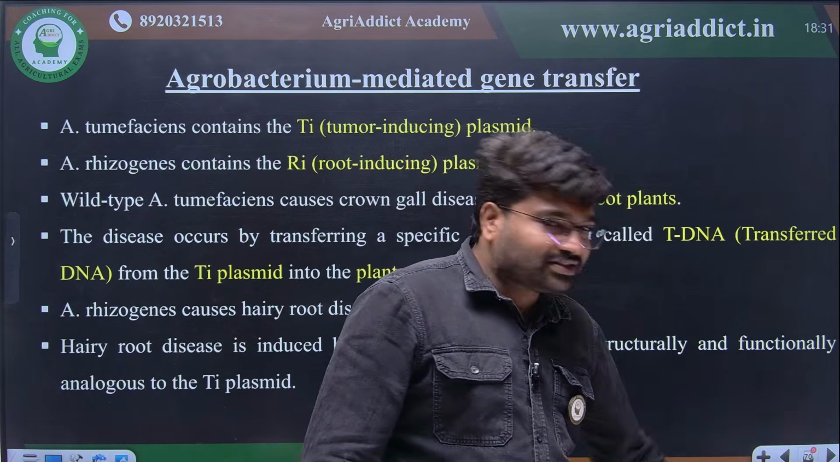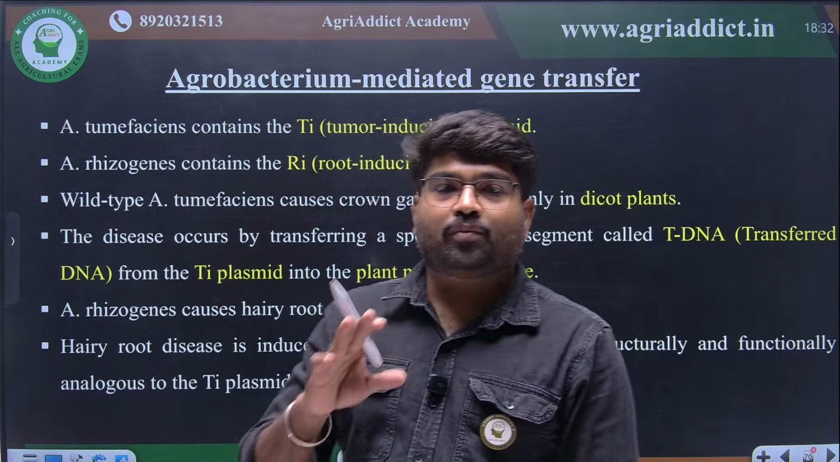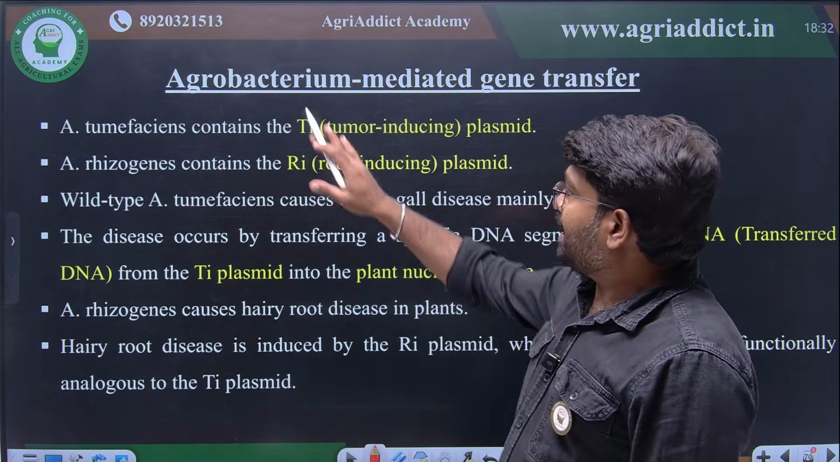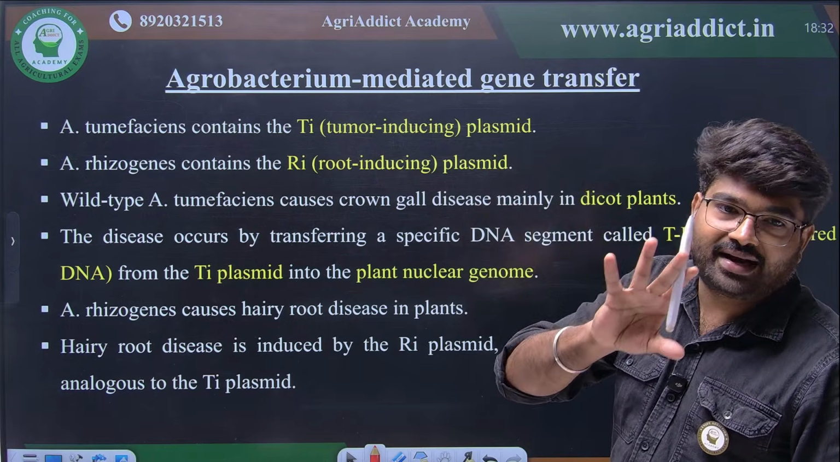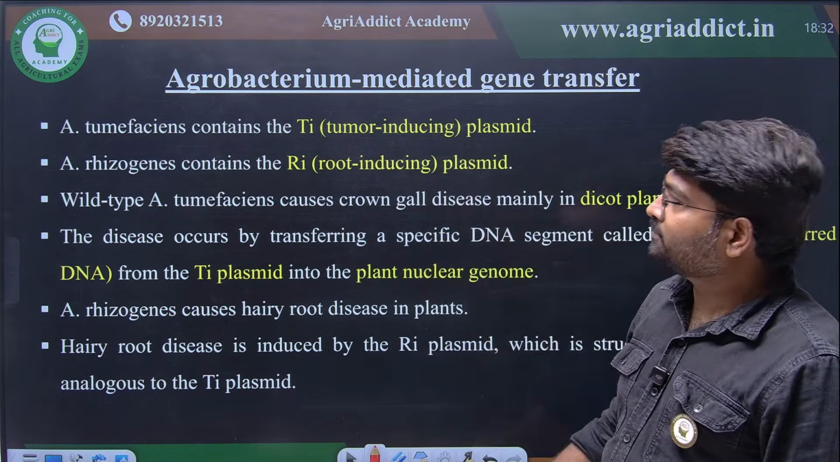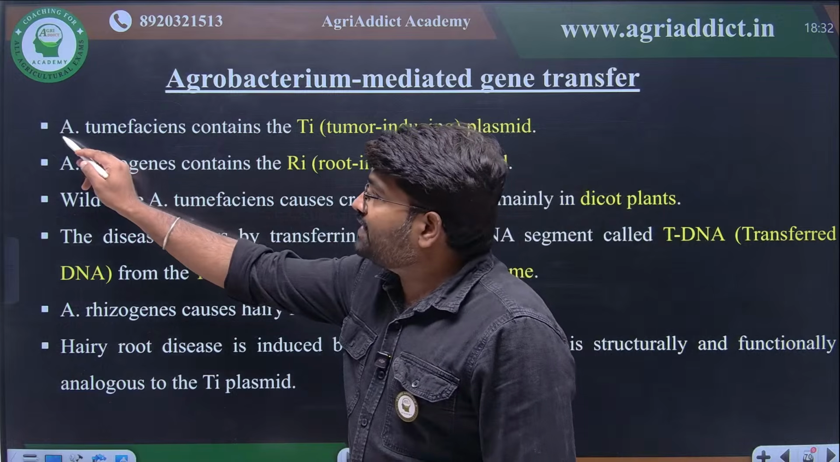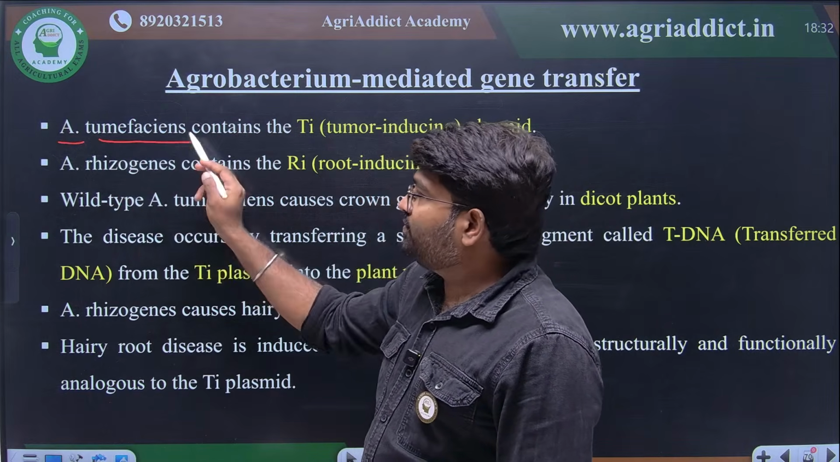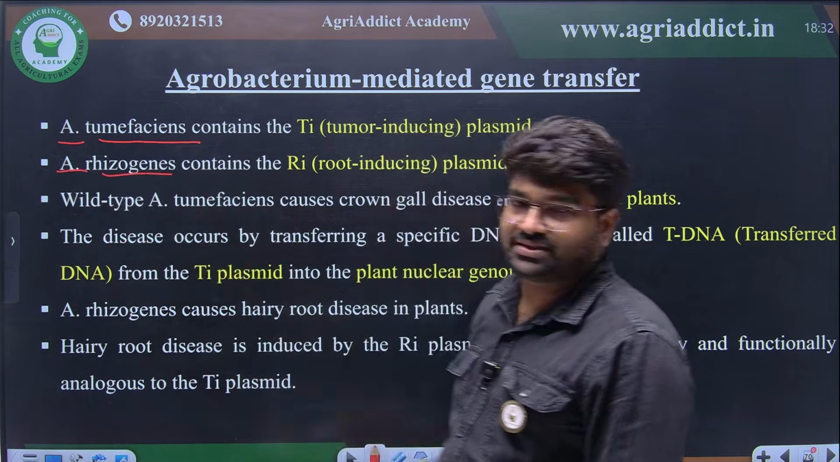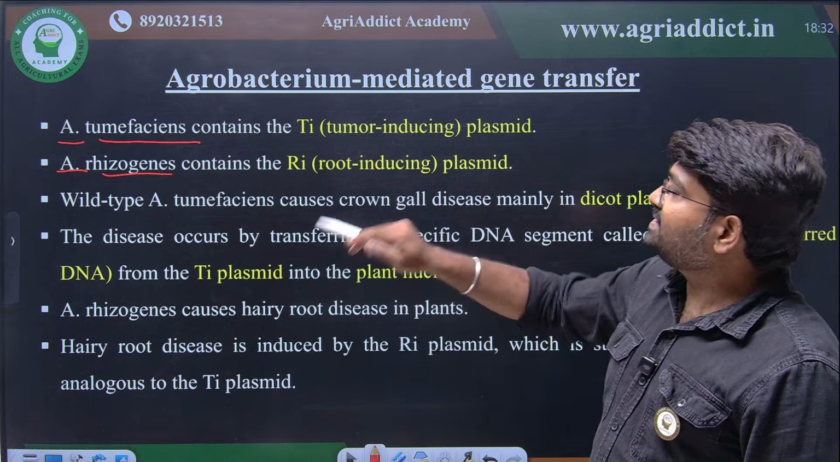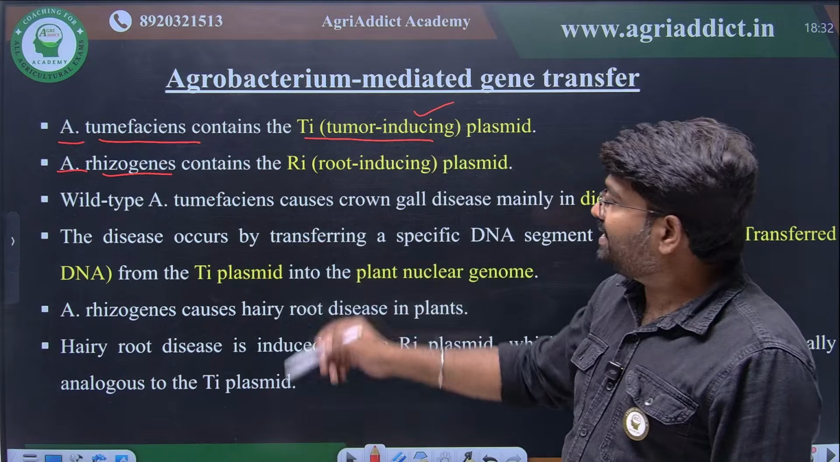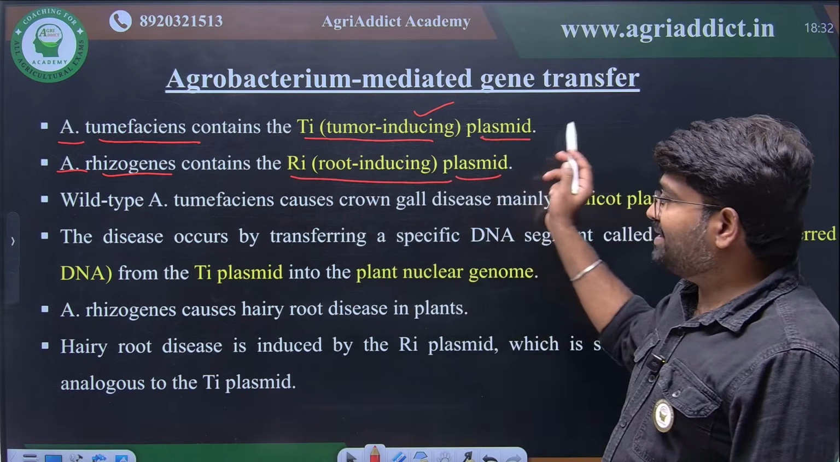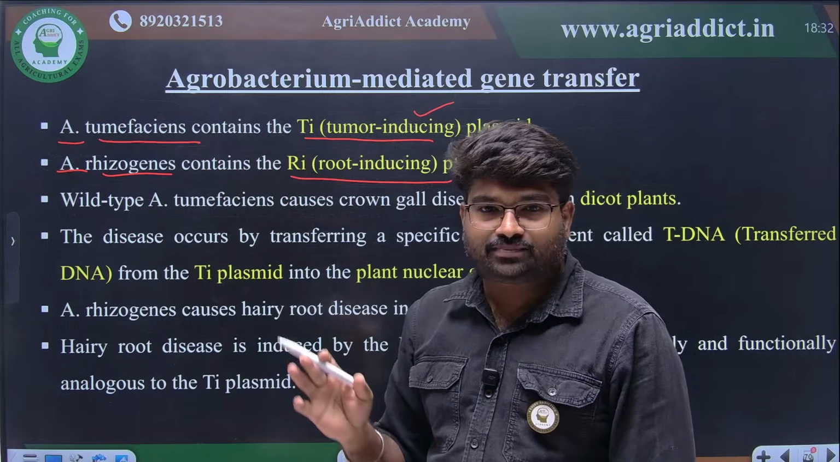First, we will see the basics of Agrobacterium tumefaciens. Agrobacterium tumefaciens is a soil bacterium. It's a gram-negative bacterium. This we know. Here, two different species are there: Agrobacterium tumefaciens and Agrobacterium rhizogenes. Tumefaciens will have the tumor-inducing plasmid. Rhizogenes will have the RI plasmid.